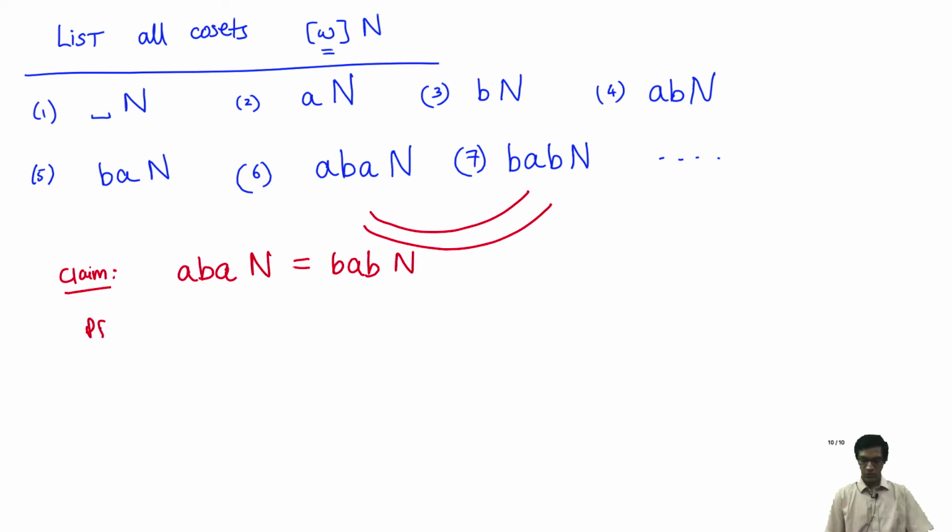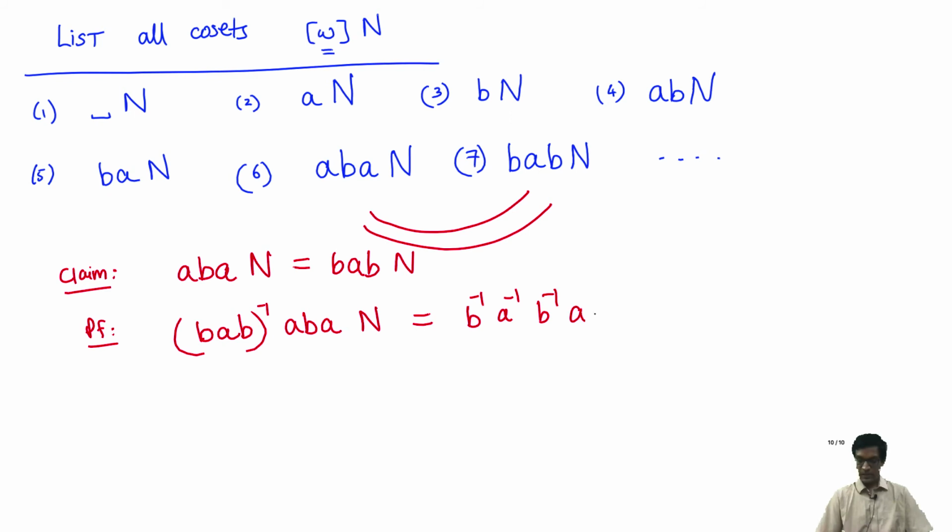Okay, again proof. What do we need to do? We need to take one of them to the other side as inverse. So look at BAB inverse ABAN, and we need to simplify this. So remember, BAB inverse is what? B inverse, A inverse, B inverse, ABAN. Inverses, remember, are the same as primes: B prime, A prime, B prime, A, B, A, N.